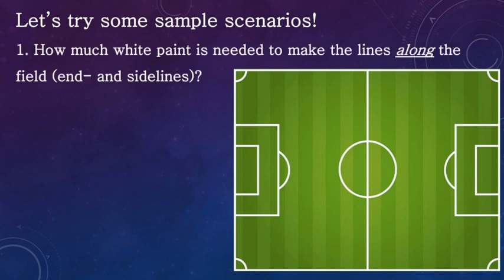So first one, how much white paint is needed to make the lines along the field? So I'm talking about the end lines and side lines. The end lines being on the side of where the goalkeeper is. So we've got one end line here, one end line here. And then the sidelines, of course, are on the side of the field, one on top, one at the bottom. All right, so what am I asking here? Am I asking for perimeter or area? So I'm going to give you about 5 seconds to think about it, and then I'll give you the answer.